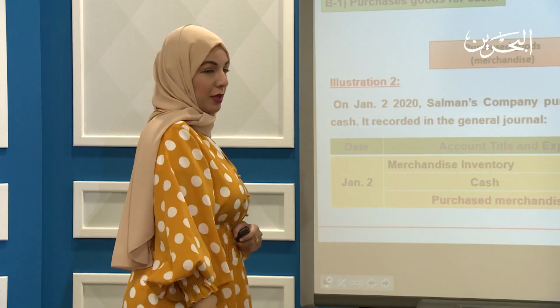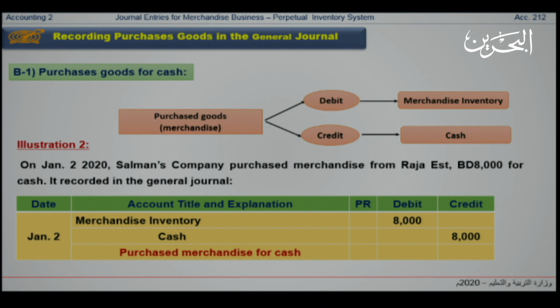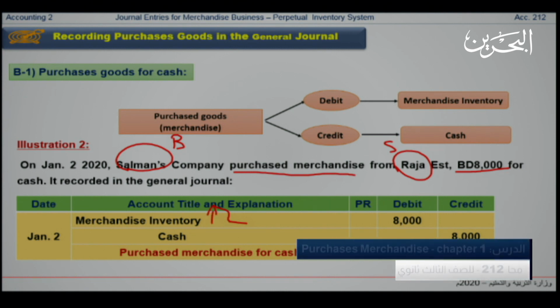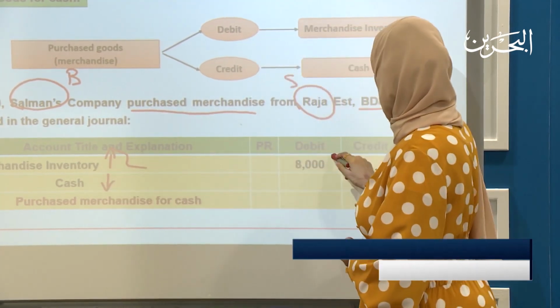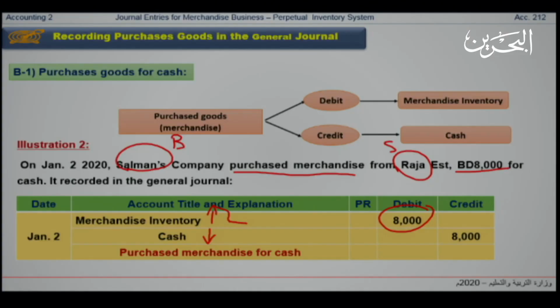Moving to the purchase of goods for cash. In our example, Salman Company purchased merchandise from Raja. So, Salman is the buyer and Raja is the seller. He purchased the goods of 8,000 for cash. If I purchase goods, my merchandise inventory will increase. And if I pay for this inventory, my cash will decrease. So I will put the inventory on the debit side because it will increase, and the cash of my company will decrease, and I will record it on the credit side.